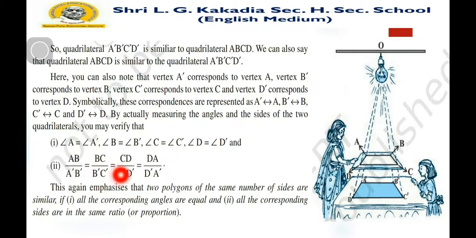This again emphasizes that two polygons of the same number of sides are similar if all the corresponding angles are equal and all the corresponding sides are in the same ratio. So we can say that if the corresponding angles are equal and the ratio of corresponding sides is the same, then both the figures are similar.